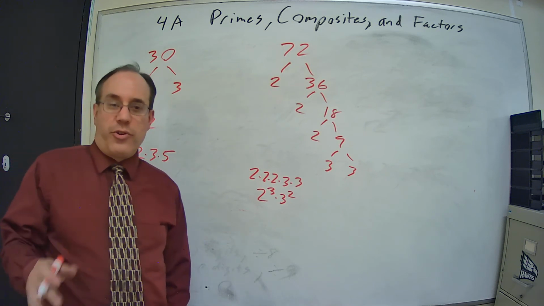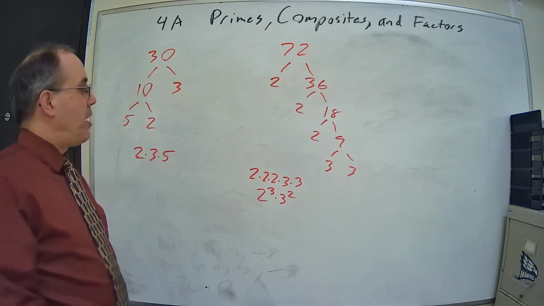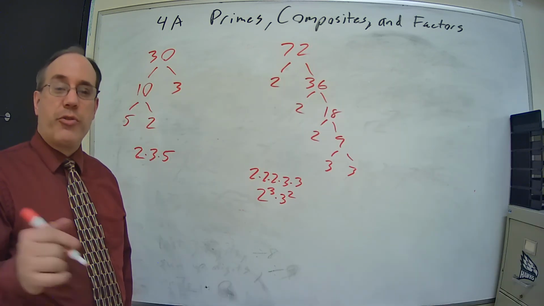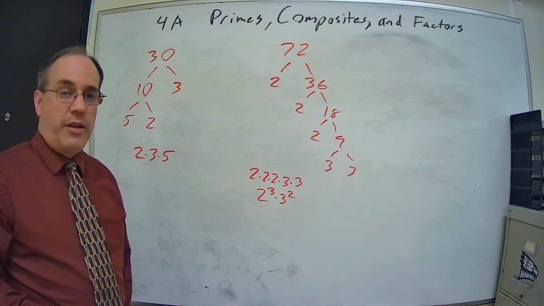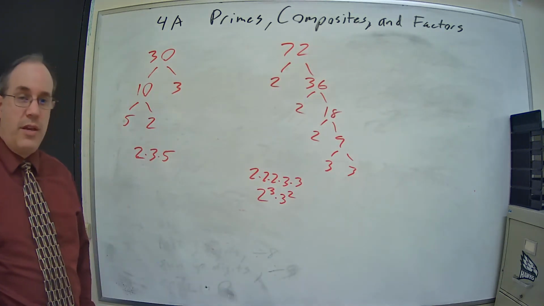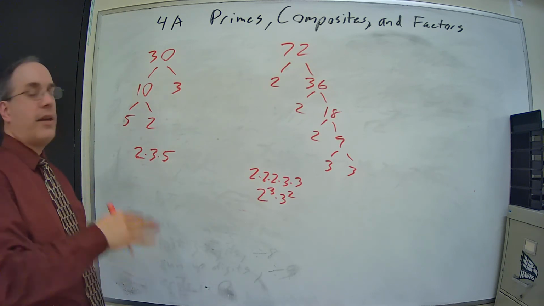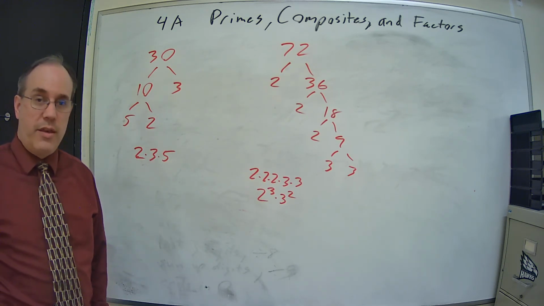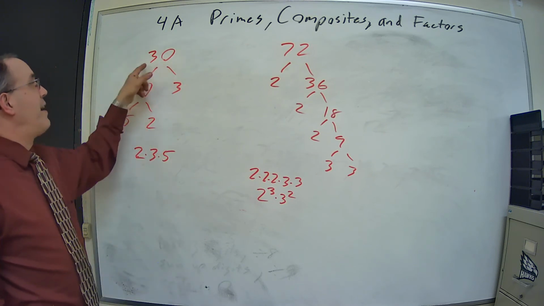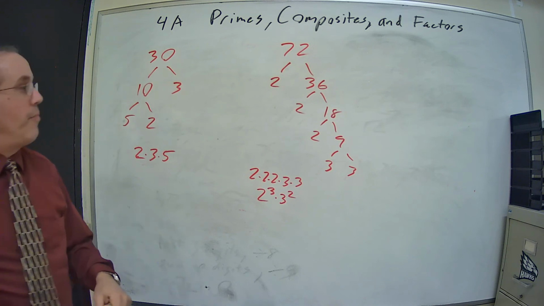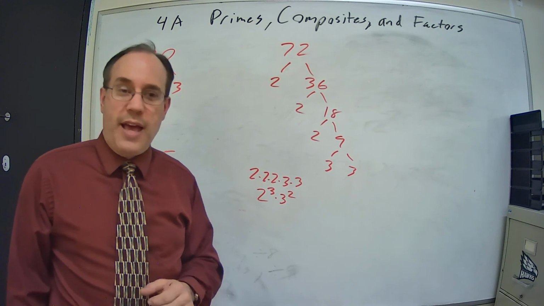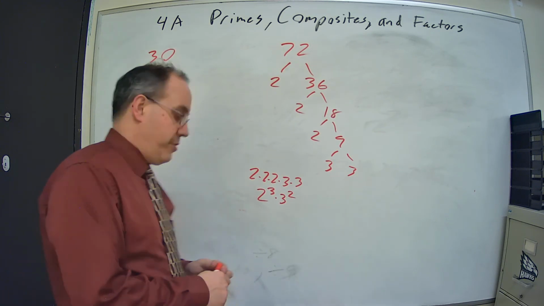Well, here I'm going to show you an example of what this prime factorization can do for us. I want to know the greatest common factor of 30 and 72. Well, how do I do that? What we did before was we said, okay, what are all the factors of 30? And we listed them all out. And we said, okay, what are all the factors of 72? And we listed them out. We can do that. But check out what we can do here.